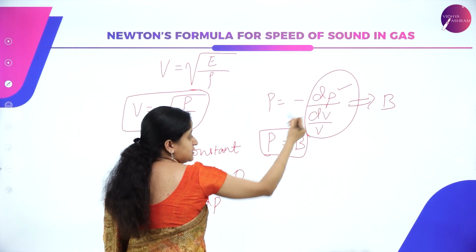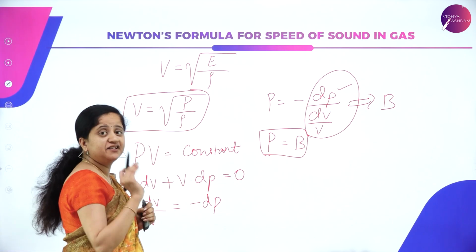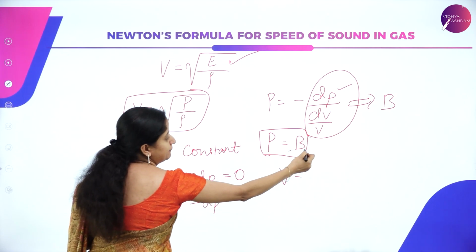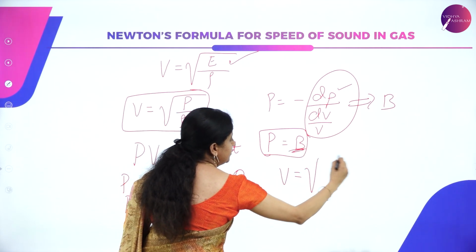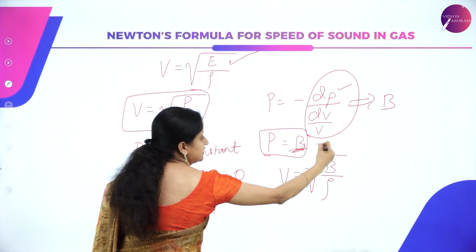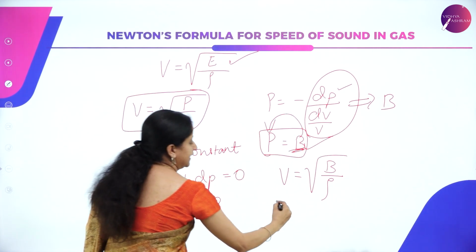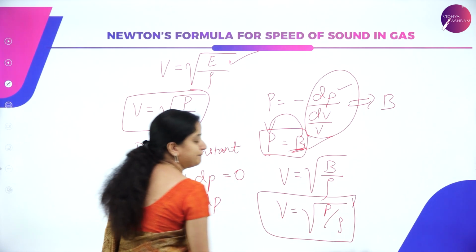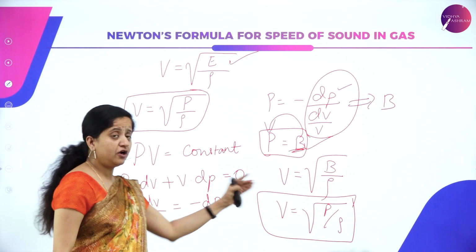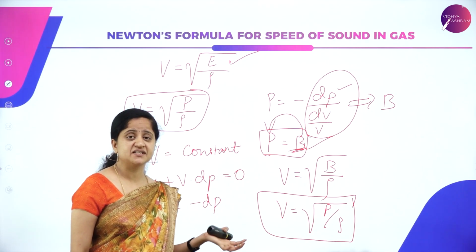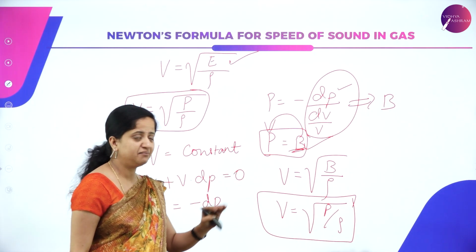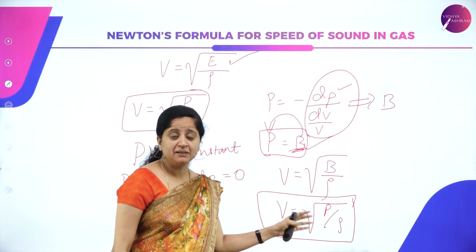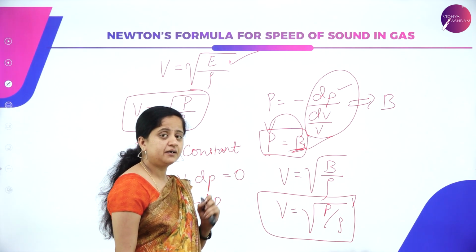So from this expression we can write P is equal to B, and Newton's formula is given by V is equal to square root of B divided by rho, where the modulus of elasticity is the bulk modulus. But from this equation, V can be written as V is equal to root of P divided by rho, where P is the pressure and rho is the density of the medium. Here we have considered the air medium, so rho is the density of air and V is the velocity of sound. Here P is the normal pressure at normal temperature.